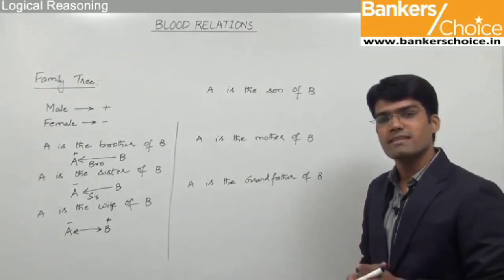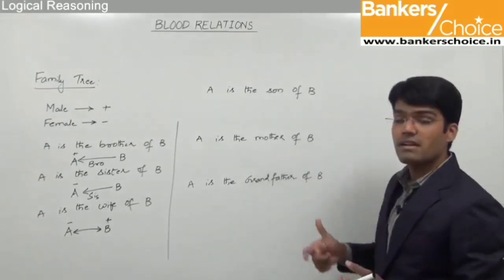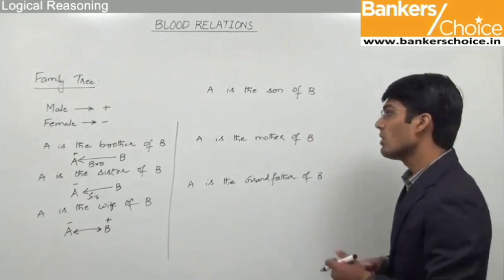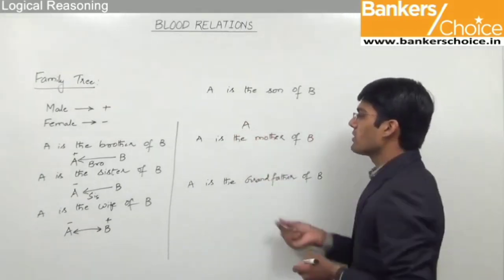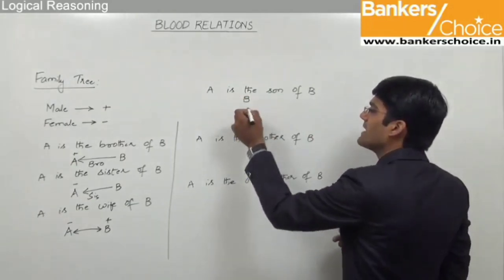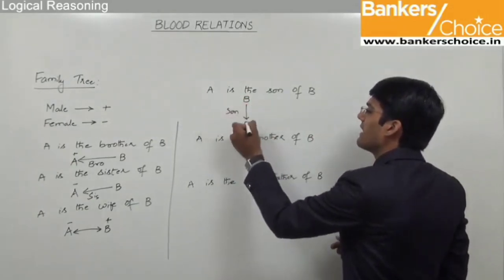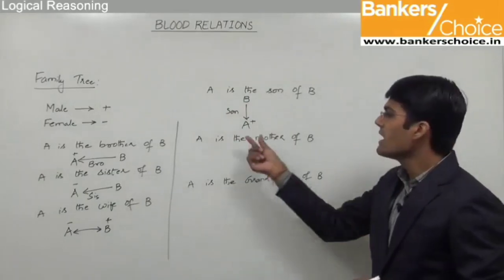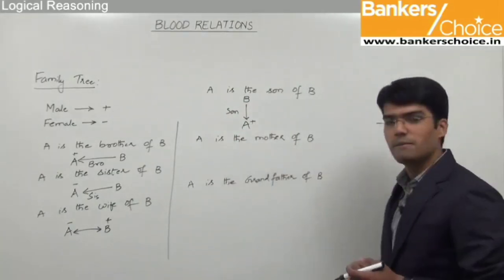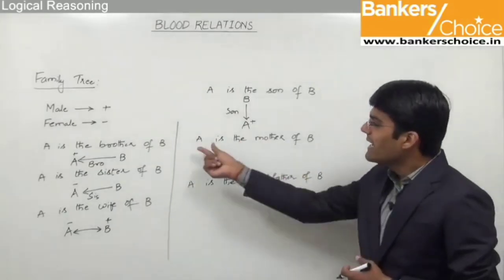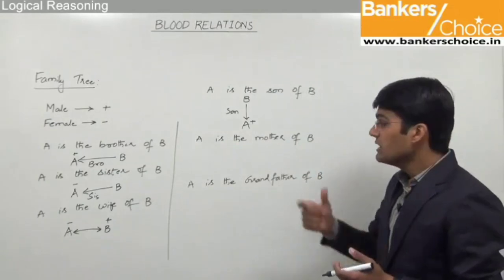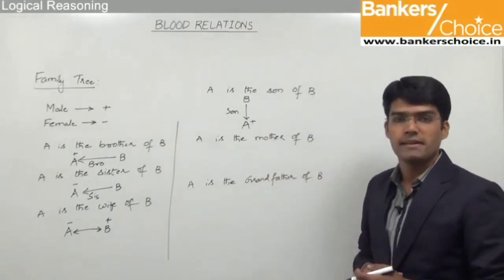But the other point which we can understand from this statement is there is a generation gap of 1 between these two persons A and B. So always show A at the bottom because he belongs to the next generation and B on top. And we can say that B's son is A. And we can put a plus sign here which means A is a male person. Let's take the next one, that is A is the mother of B. Even in this case we can see that A and B have a generation gap of 1. So these two persons must be shown on different levels.